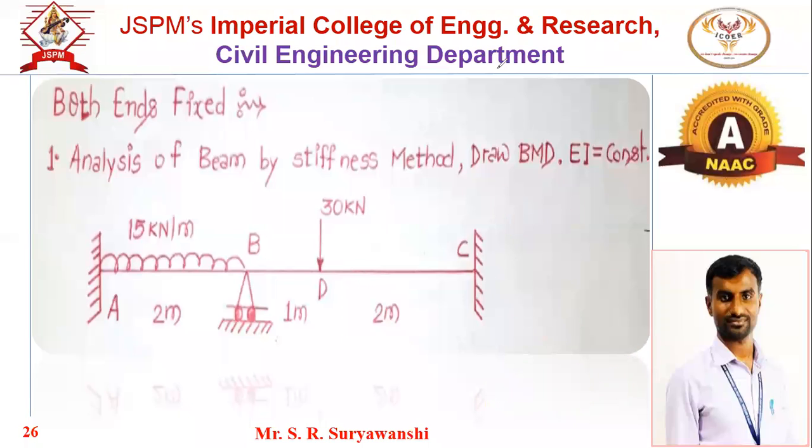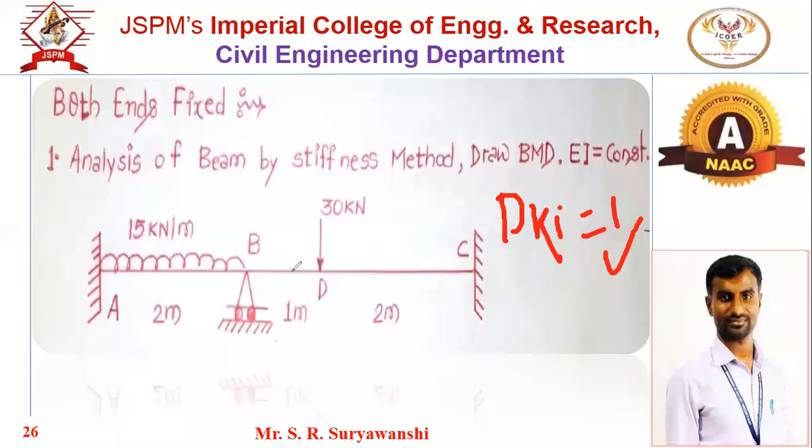Now tell me, for this particular beam, what is the value of degree of freedom or DKI? 1, correct. So DKI will be 1, and that will be theta B, correct.